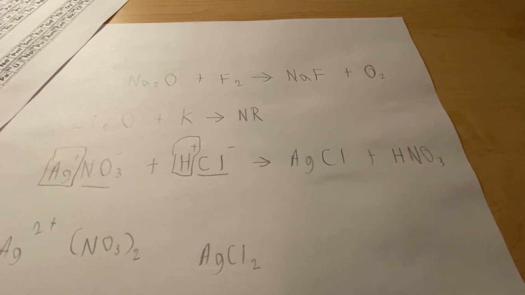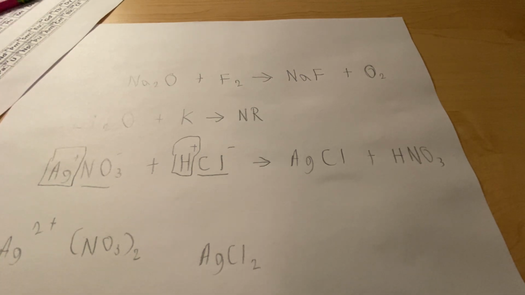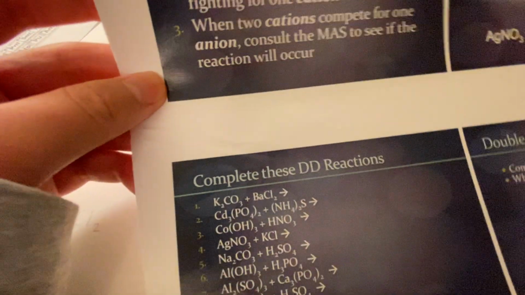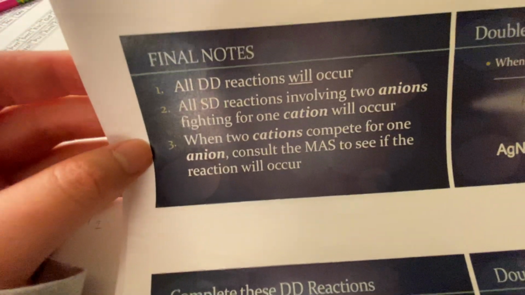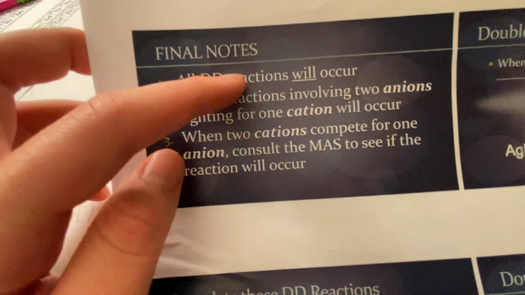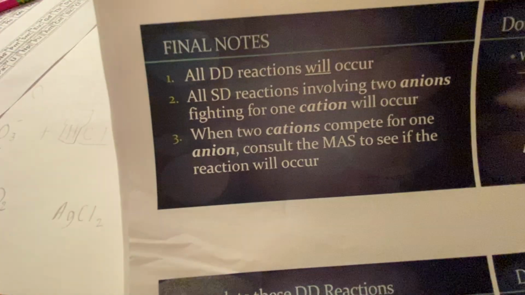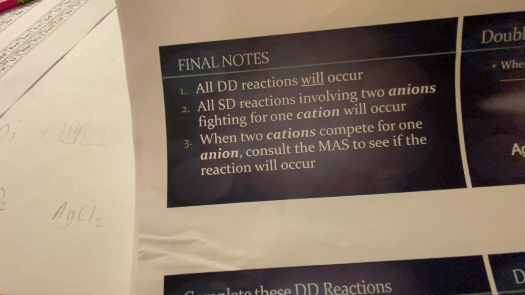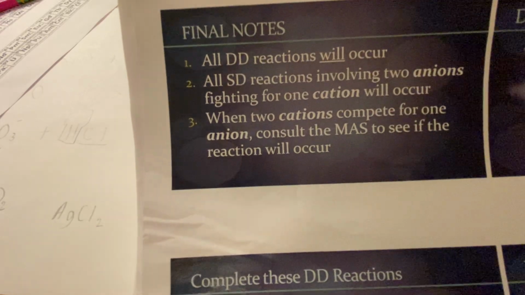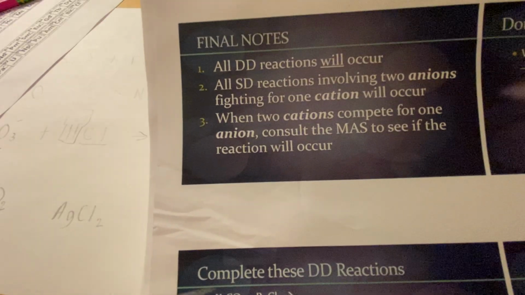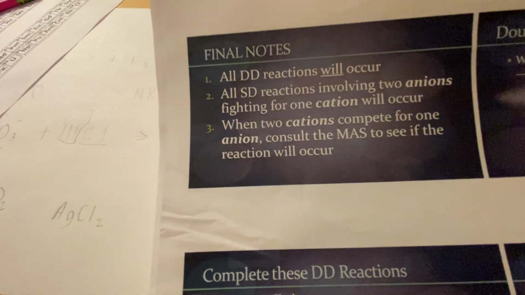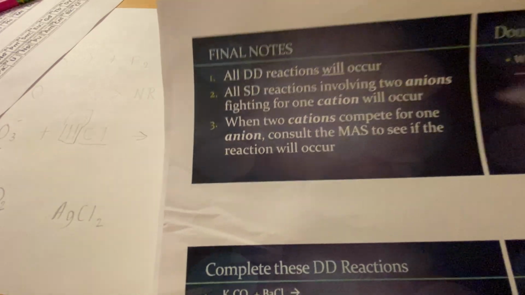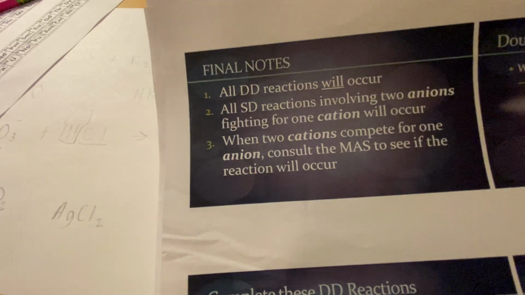So that's about it. I don't think I'm going to do another example, but that's what a double displacement reaction is. Some final notes, basically a summary. All double displacement reactions will occur. I forgot to mention that. All single displacement reactions involving two anions fighting for one cation will occur. Yes, they'll always occur. You switch them. And if you don't know what I mean by switching them, just go back in the video where I explain what I meant by that.